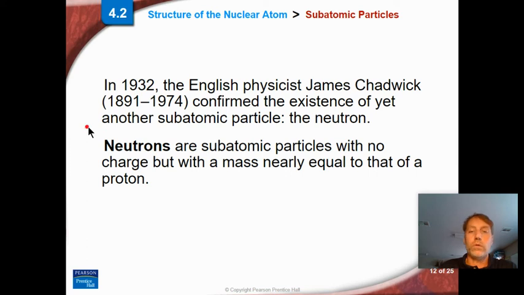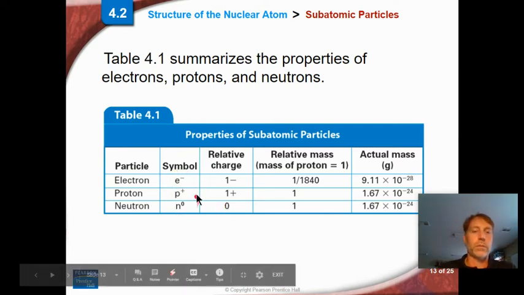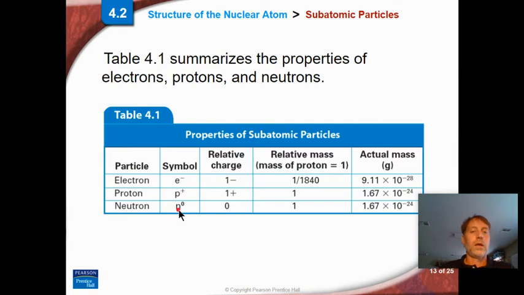So the neutron was actually discovered as a subatomic particle that has no charge. The proton is positive, the electron is negative, and the neutron has no charge. Here's a little table that shows that. These are the symbols I'll be using in class and in these presentations: electron with a negative symbol, proton with a positive, and N with a zero symbol next to it, or a superscript. And these are its relative charges.